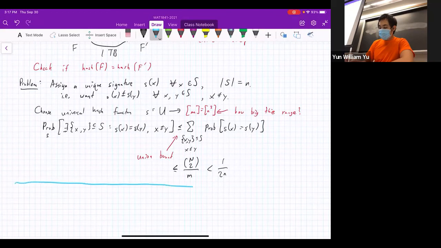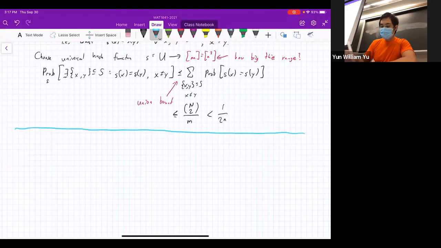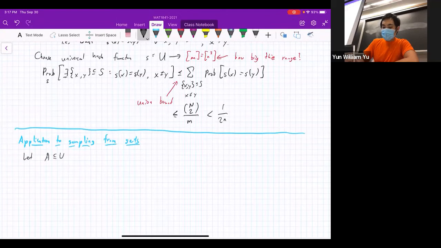So let's give another problem, one that we sort of discussed when I went through the sketching lecture a couple days ago. Let's suppose that we have an application to sampling from sets. What do we mean by this? Well, let's suppose we have some A contained in U. Can we determine some statistic on A without storing all of A?